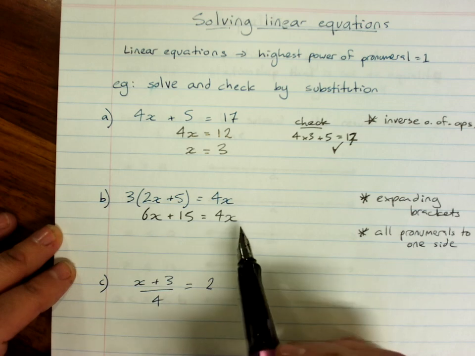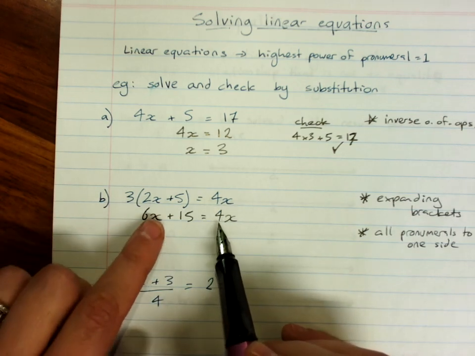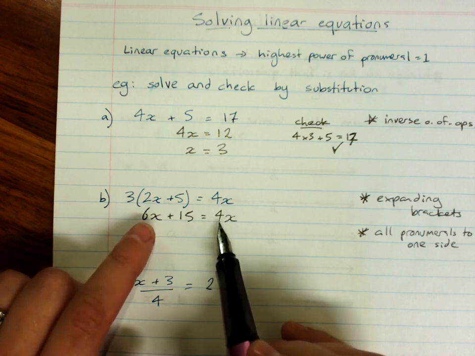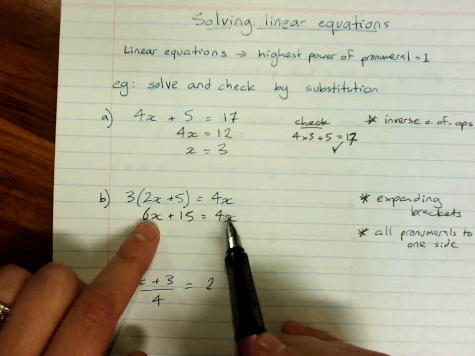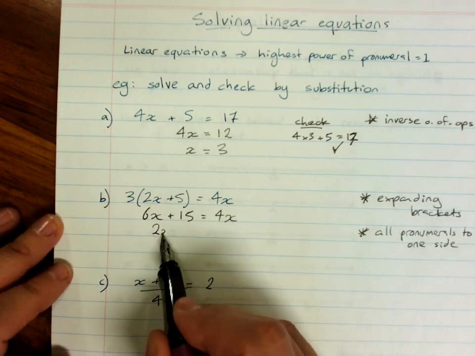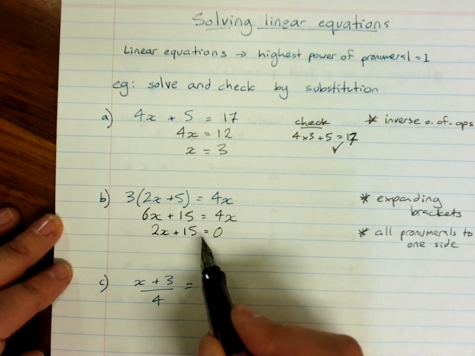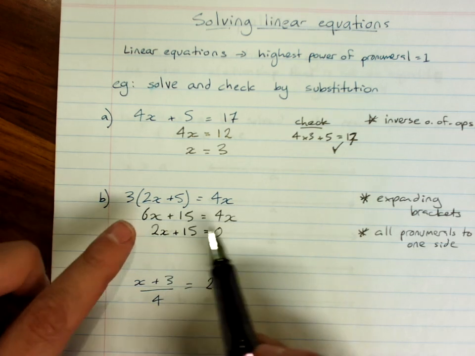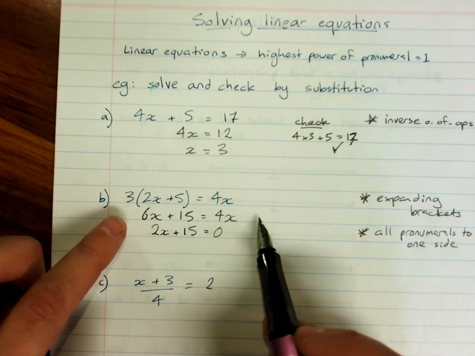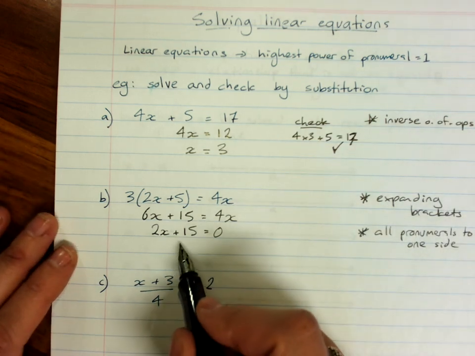My preferred one is usually to choose the pronumeral with the lowest absolute value coefficient, ignoring the positives and negatives, but 4 and 6, I might as well remove the 4, so I'm subtracting 4x from both sides. 2x plus 15 equals, now there's nothing there, so I've got 0. If I'd wanted, I could have subtracted 6x from both sides. I would have been left with negative 6x equals 15. A bit of a toss-up there.